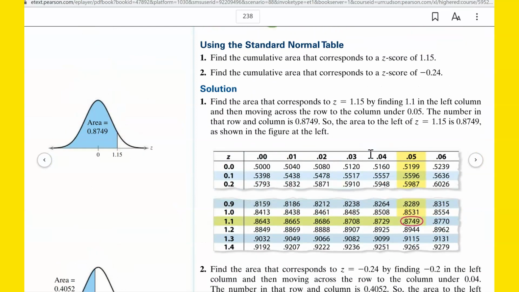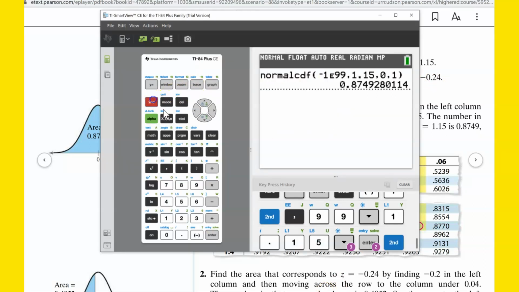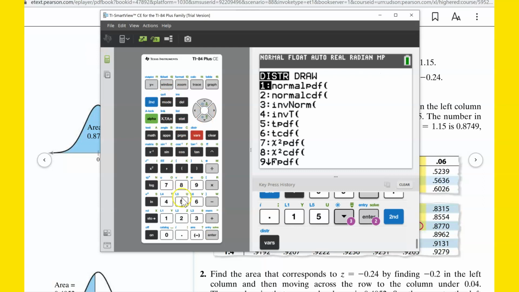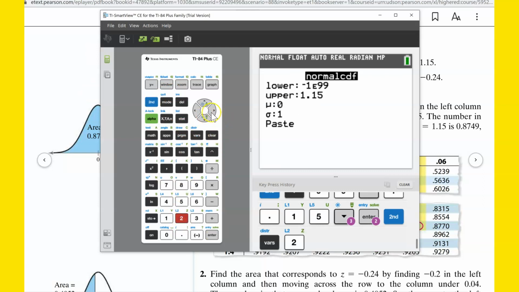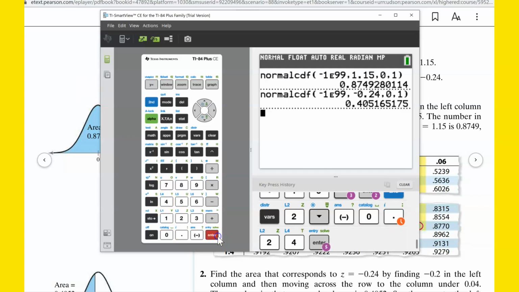Is there a part B to this? Find the cumulative area that corresponds to a z-score of -0.24. That shouldn't be hard to do. Now that we've done the first one, for the second one the lower limit is still going to be -1 E99. The upper limit is going to be -0.24. That means we're 0.24 standard deviations below the mean. So we're finding the area that corresponds to that: 0.405, 0.4052 if you want to go all the way to that.